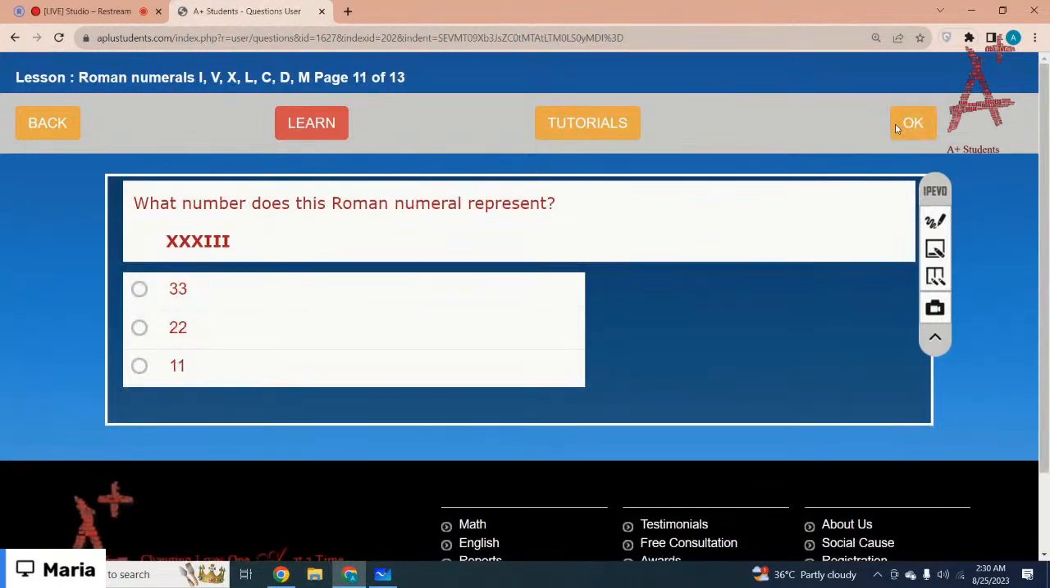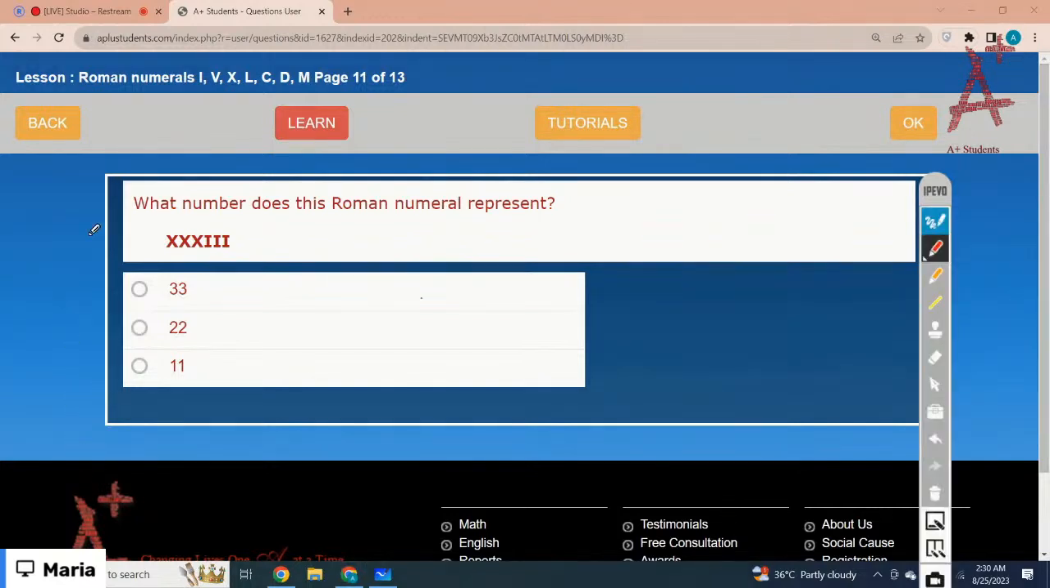What number does the Roman numeral represent? Which is the correct option? Okay, you have X and X. This one 10, this one 10, this one 10. 1 plus 1 plus 1, that would be 33. So the correct option is 33. Option number 1 is the correct option.